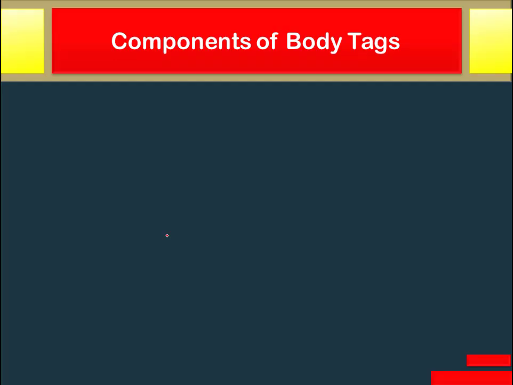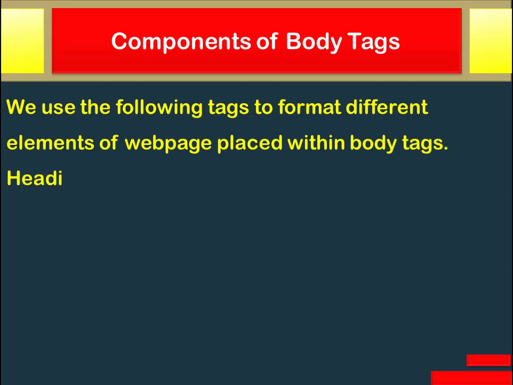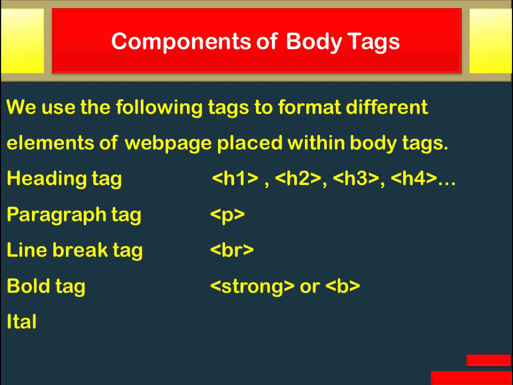Now, components of the body text. What other components can be there in the body in order to format it, in order to insert new things over there? So we'll learn here. We use the following tags to format different elements of the web page placed within body tags. Here: heading tags, paragraph tags, line break tag, bold tag, italic tag, underline tag.